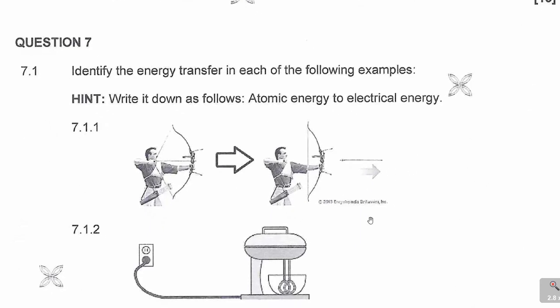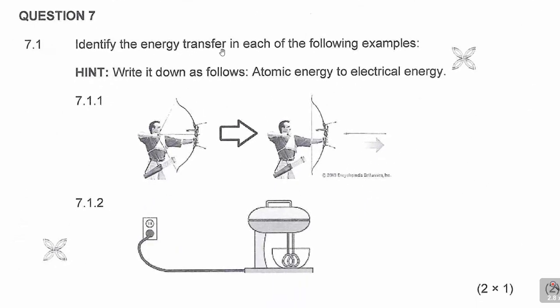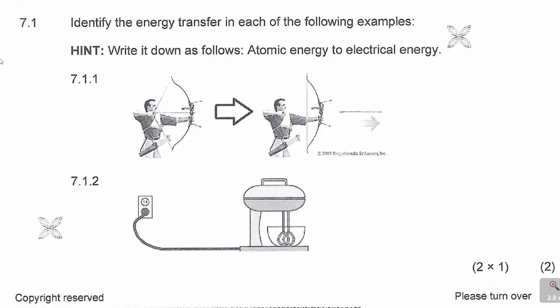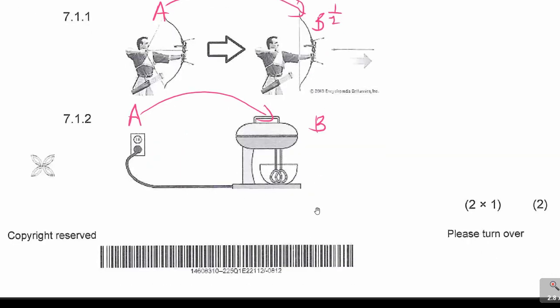Question 7, guys. Here they're saying identify the energy transfer in each of the following. Now, if they talk about the energy transfer, you need to tell us what happened from here to there. So you need to give us from and to, so that you get the 2 marks. If you give us 1, it will give you half a mark. All right, so that is that part.